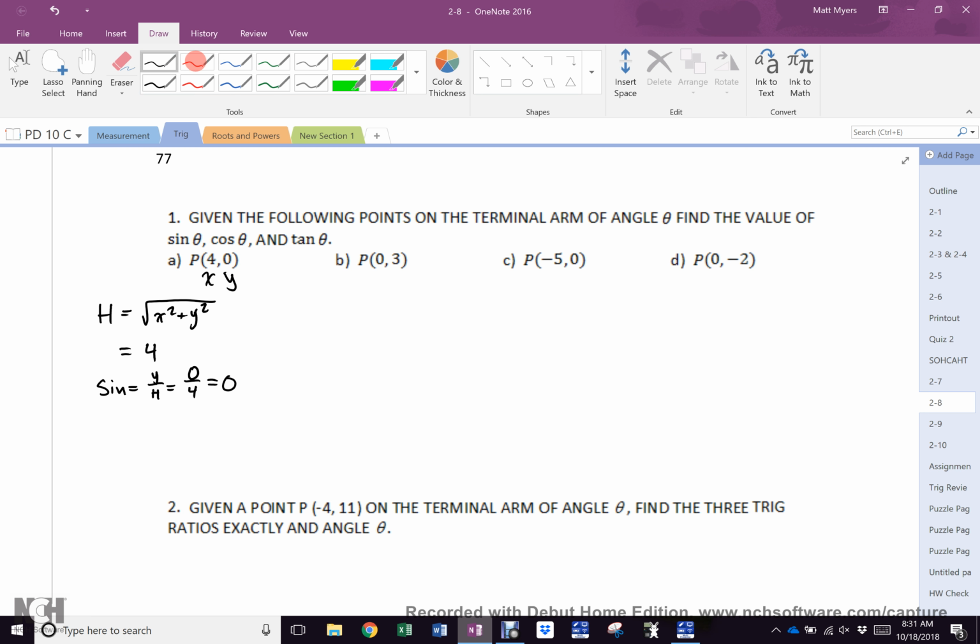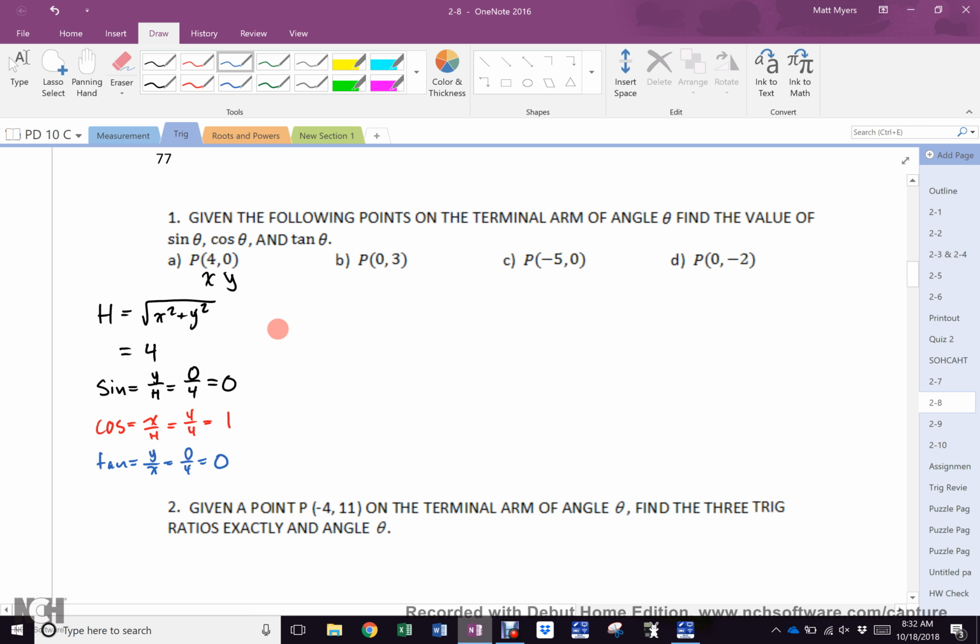Okay. What is cos? Which is? Cos is x over h, so it's 4 over 4, which is 1. What is tan? Y over x, yes? 0 over 4, which is 0. Is everybody cool? All right.